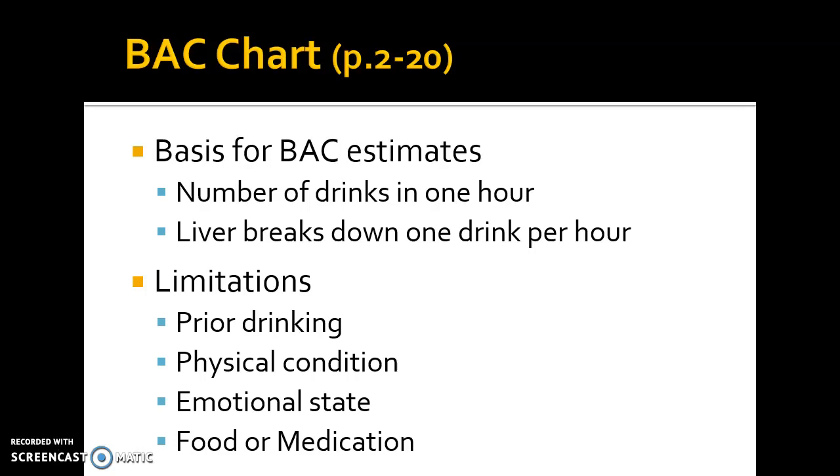Some of the limitations to counting drinks: if a guest has had drinks before entering your establishment, it's hard to, of course, count how many drinks they've had. Their physical condition, their emotional state. If people are emotional, they generally will feel the effects of alcohol quicker. Also, whether they've had food will definitely determine their blood alcohol content, and if they're on any medication, because that usually impacts the effects of blood alcohol content.